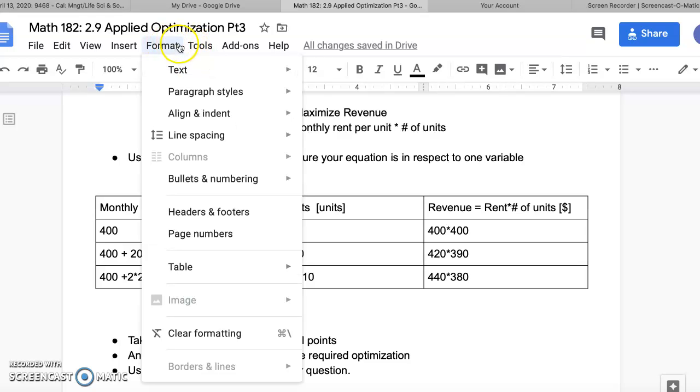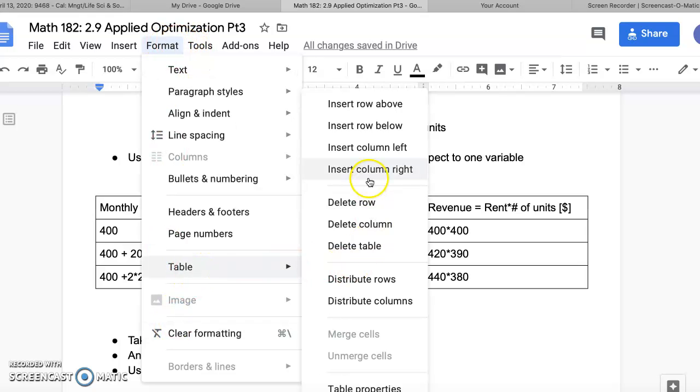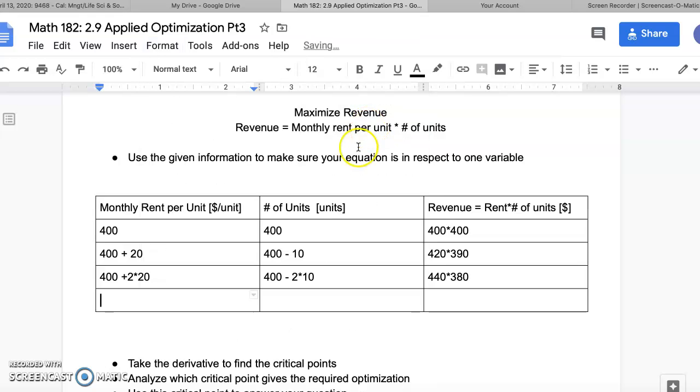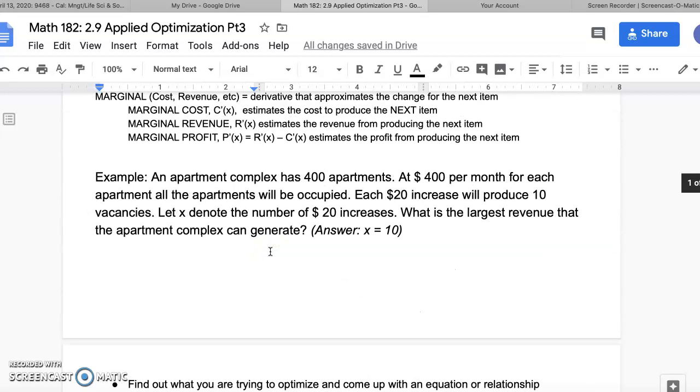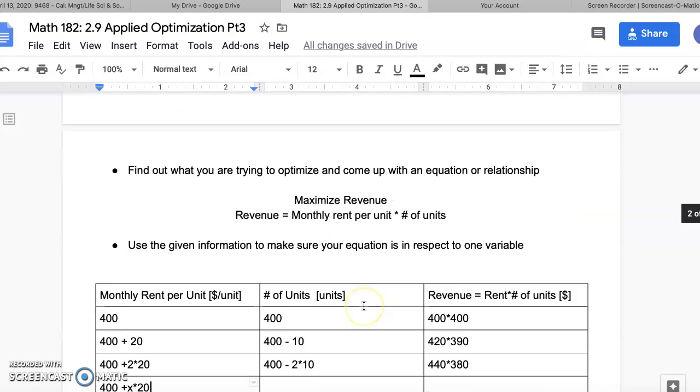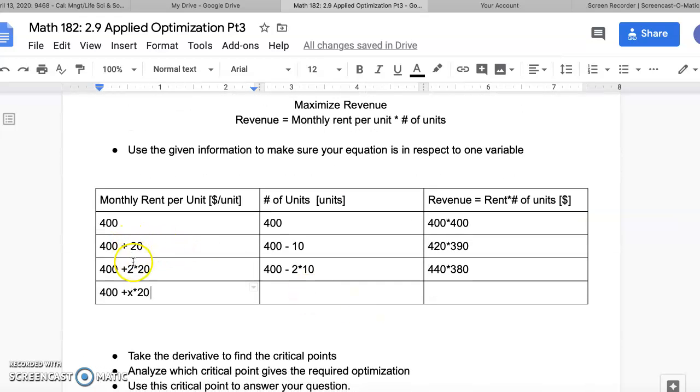So now we can go ahead and insert a row below. Let's set it up generically. The problem asks us to figure out, well, let's say we have X number of $20 increases. So that's right here. Let X denote the number of $20 increases. So we start off with 1 increase, 2 increases. What if we have just a general X number of increases?